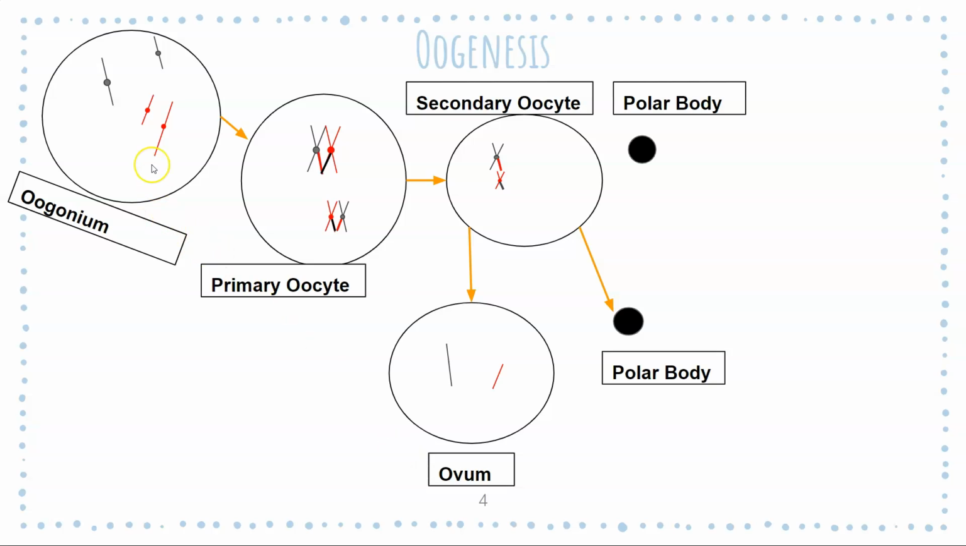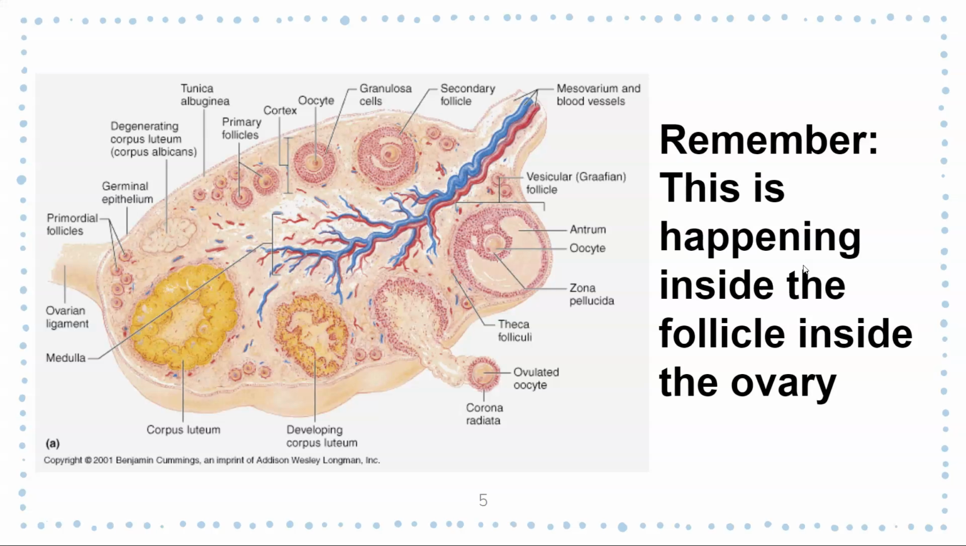So again, the process is very similar to spermatogenesis, except this time oo, meaning egg, and genesis, to create an egg. So the oogonium is our initial developing follicle. As it matures, it makes a primary oocyte, then a secondary oocyte with a polar body. Your secondary oocyte splits into an ovum and a polar body. This part here is meiosis 2. This part here is meiosis 1.